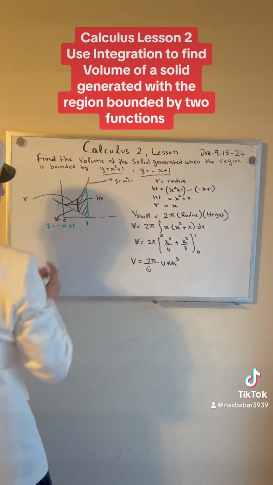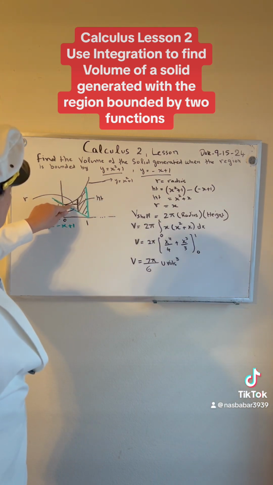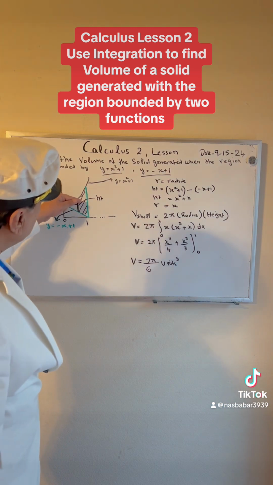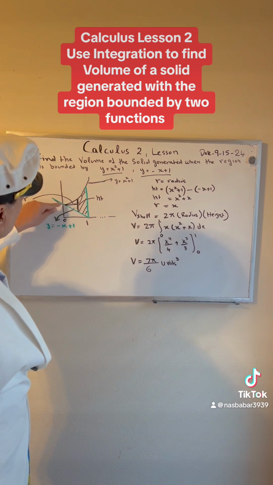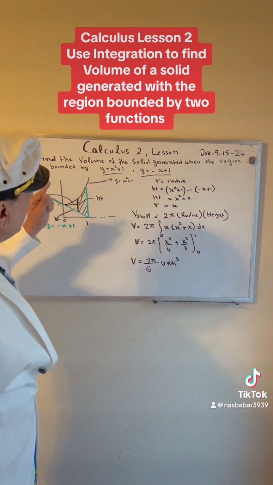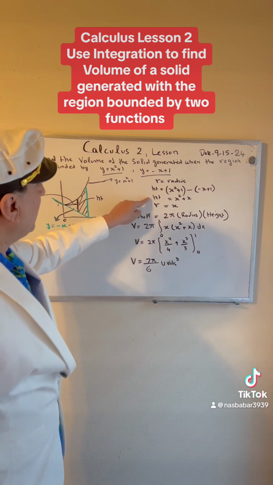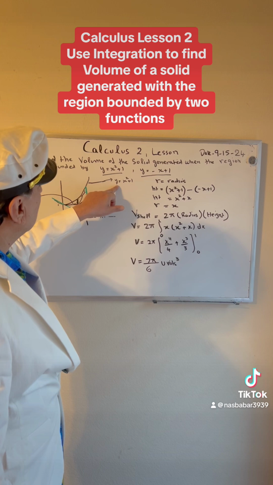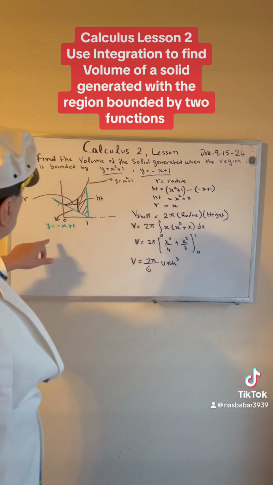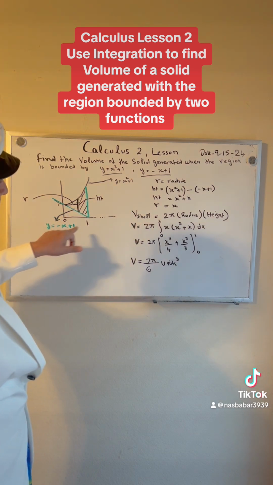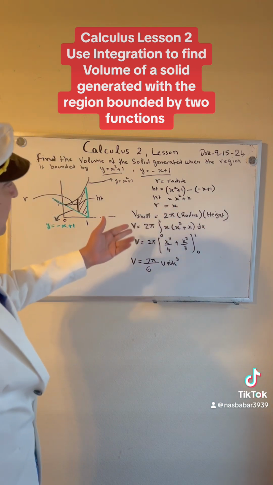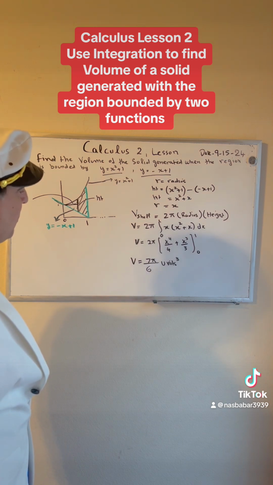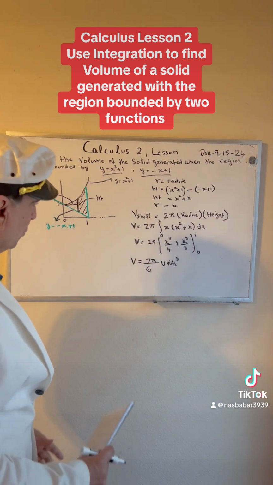from 0 to 1. So what we did was we said the radius, since we are dividing this into small circles, right? And so the radius, which is going along the x-axis, we take x. And for the height, we subtracted this function, x squared plus 1, minus this function right here. And that's how we got the height. And then we applied the formula, and finally we got the volume, which is 7 pi over 6 units cubed.